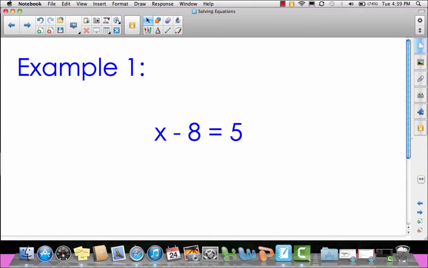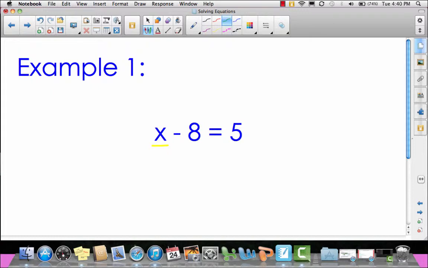Please keep in mind anytime you are solving algebraic equations, your goal remains the same, and that is to determine what value can be put in the place of the variable so that the equation is true. So this is asking me what number minus 8 equals 5. And we're going to set this up showing our work step by step.